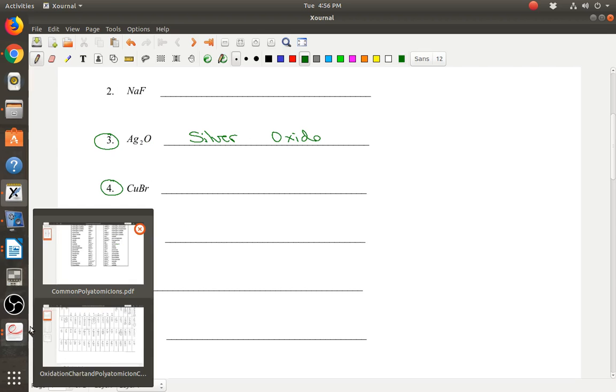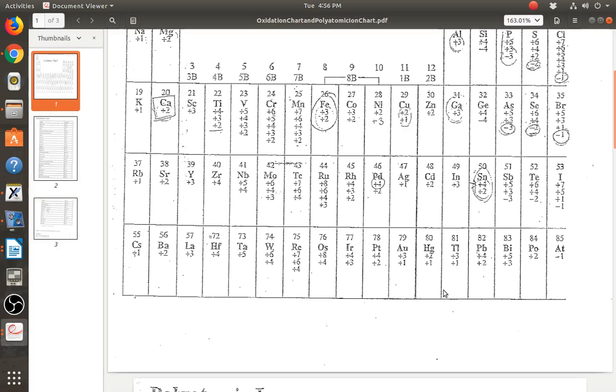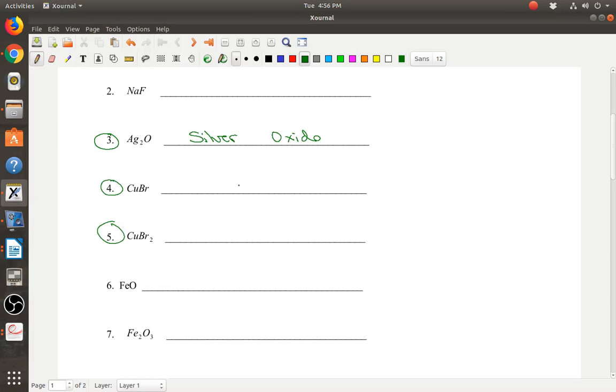I go and look at silver on my chart. Silver is Ag, and it only has a +1 charge, so that doesn't have more than one option. Silver only has a +1 charge, so it's just silver oxide, and that's all I needed to do. This is just a +1, and that's a -2. I didn't have to do anything weird with that one.